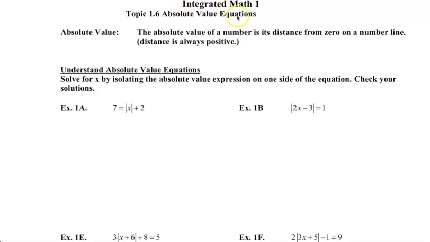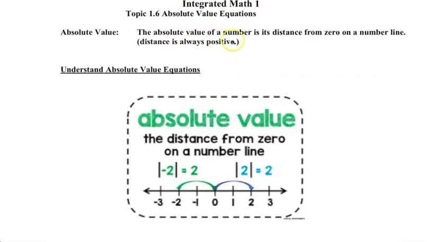Absolute value equations. So first let's talk about what absolute value actually means. Absolute value of a number is the distance from 0 on a number line. That's all it is. It's just how far you are from zero. So let's say I want the absolute value of 3, it's just asking how far is 3 from zero on the number line. It is 1, 2, 3 away.